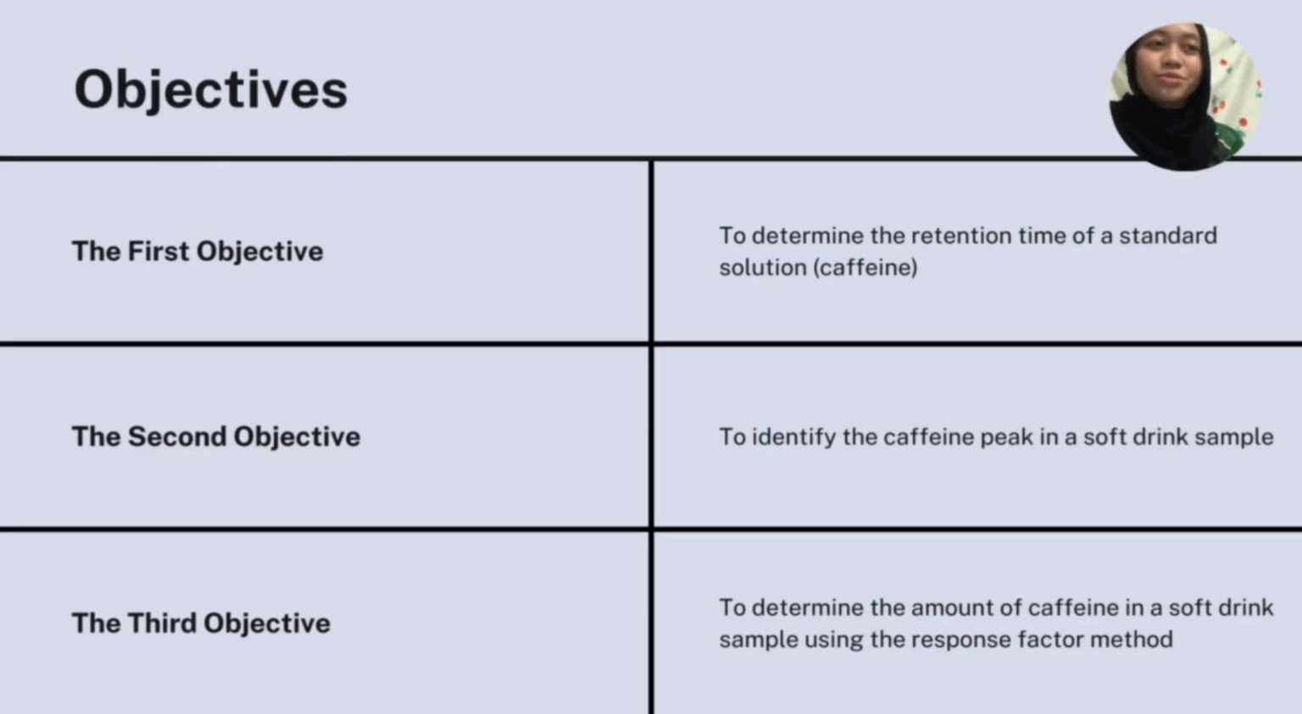Next, we are going through the objectives. In this experiment, there are 3 objectives. The first one is to determine the retention time of a standard solution. In this experiment, we use caffeine as the standard solution. The second objective is to identify the caffeine peak in a soft drink sample. And the third objective, which is the last one, is to determine the amount of caffeine in a soft drink sample using the response factor method.